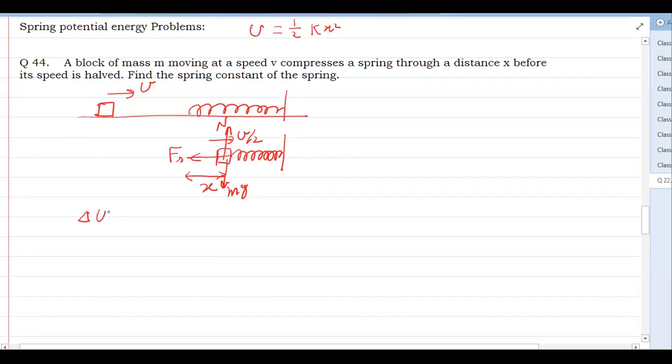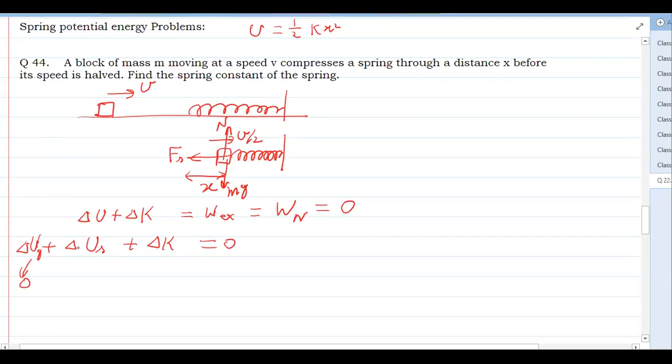So if we write delta U plus delta K equal to work done by external forces, the only external force here is the normal, and its work is 0 because the normal is vertical and the displacement is horizontal, so these two are perpendicular. So delta U plus delta K. For delta U we have to write it for the spring, not for gravitation, because the gravitational potential energy is not changing. The object is moving along the horizontal direction, so there is no change in gravitational potential energy. Even if we write it, that term has to be 0.